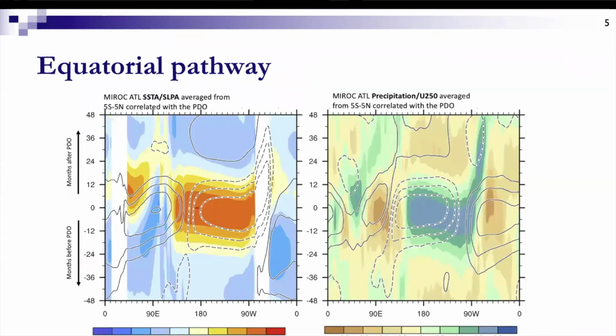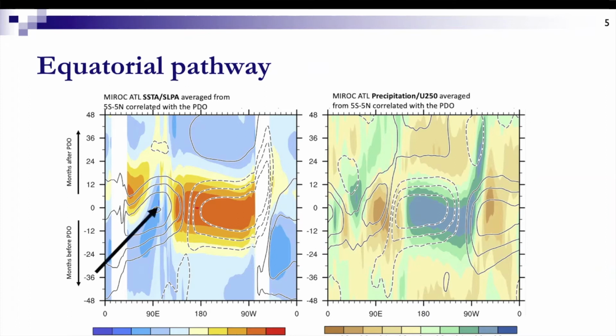Well, here I show a Hovmöller plot of sea surface temperature and sea level pressure anomalies on the left, and precipitation and upper tropospheric zonal wind anomalies on the right. And this is averaged from 5 south to 5 north and correlated with the PDO index. The Atlantic impact on the PDO signal is first noted in the negative sea surface temperature and positive sea level pressure anomalies in the tropical Atlantic 36 months before the mature stage of the PDO.